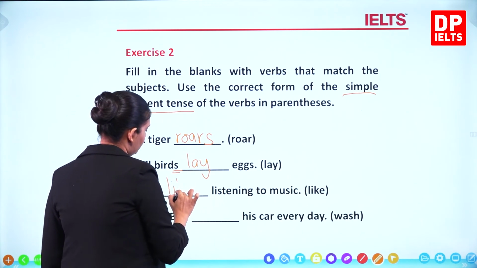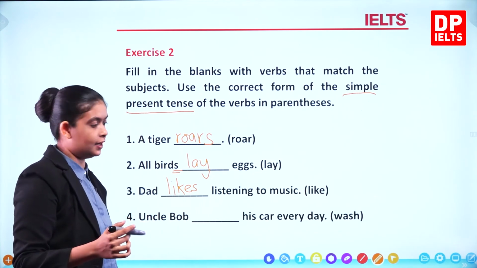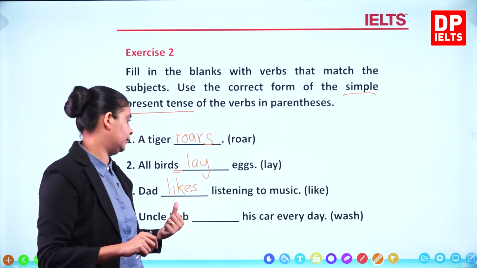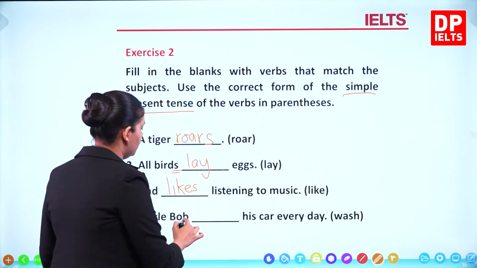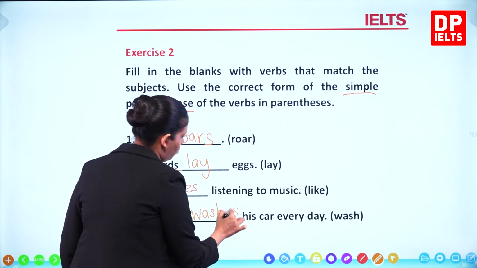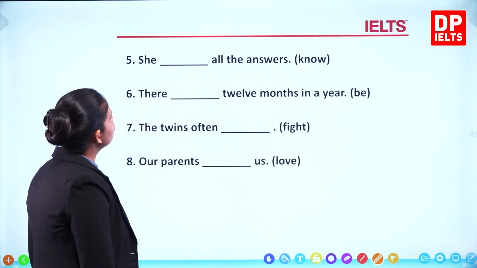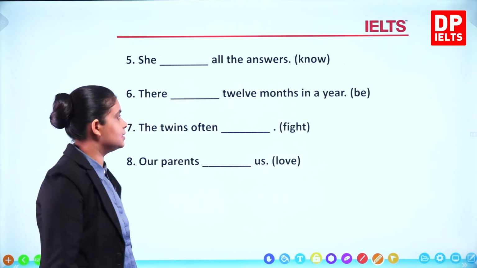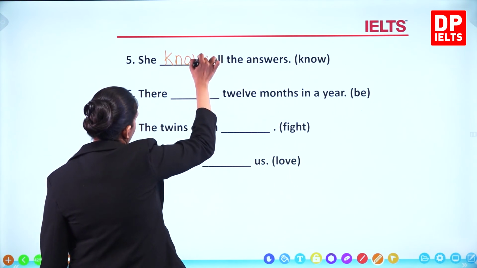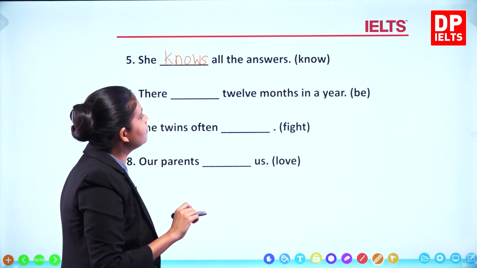Dad is singular, so likes. තාත්තා ඇවිල්ලා ඒක වචන නාම පදයක්. ඒ හින්දා present tense එකේ S form එක තියෙන්න ඕනේ. Uncle Bob washes. Uncle Bob කියන්නේ එක්කෙනයි. ඒ හින්දා washes his car. She knows all the answers. ඇය ඔක්කොම පිළිතුරු දන්නවා. She කිව්වහම එක්කෙනයි. ඒ හින්දා knows.